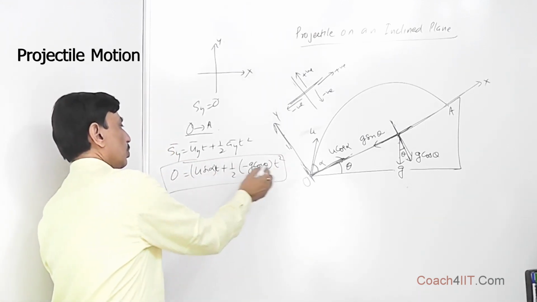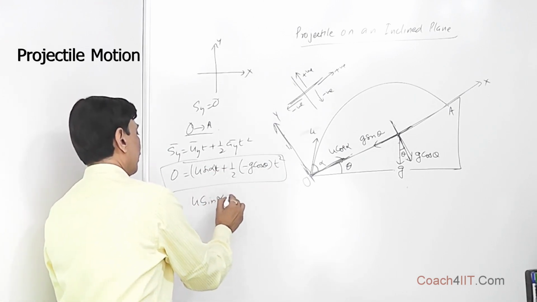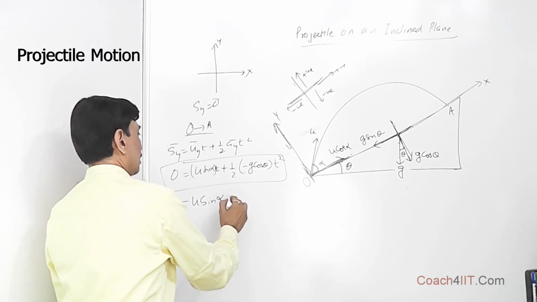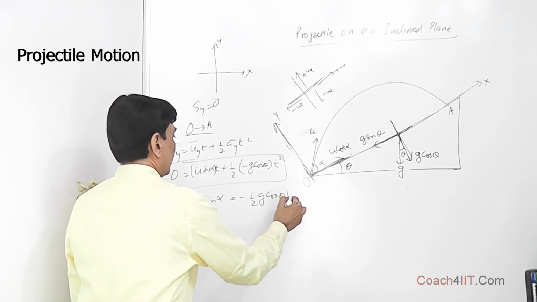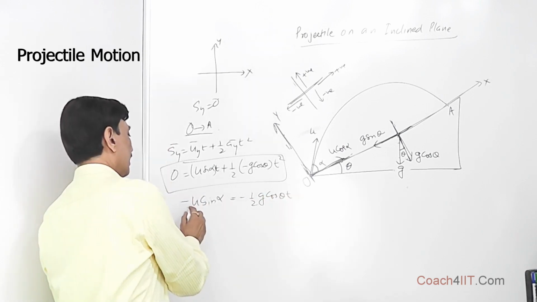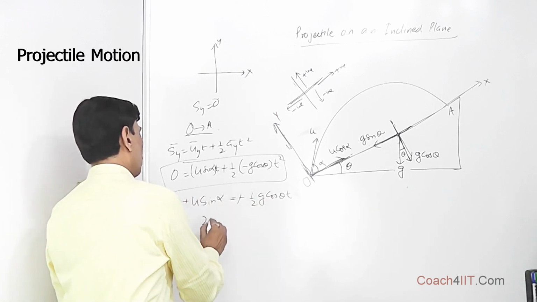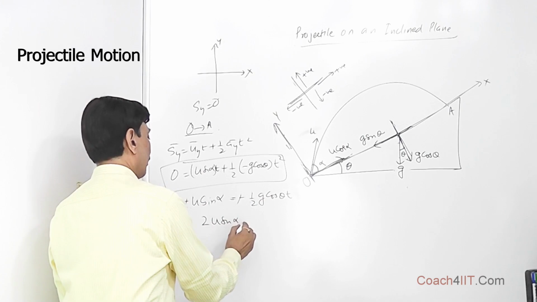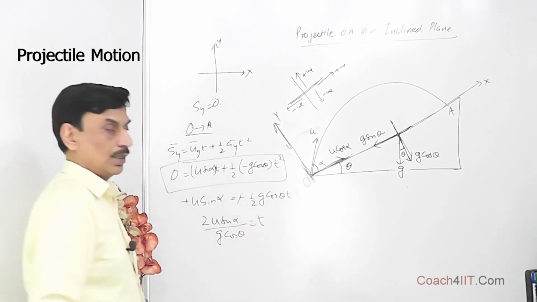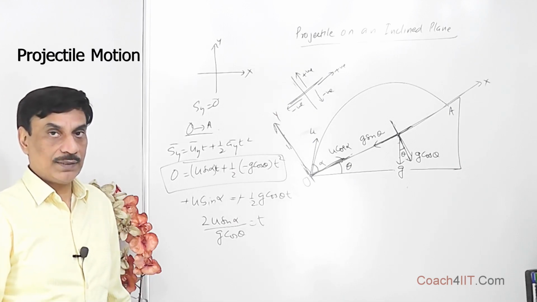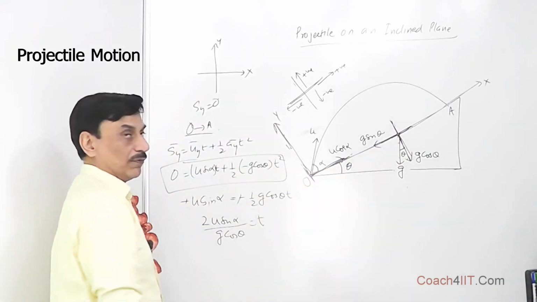T is not equal to 0, so we can cancel it. So this comes out to be u sine alpha is equal to minus half g cos theta into t square. So this comes out to minus u sine alpha is equal to minus half g cos theta t, and t is 2u sine alpha upon g cos theta. Once we have found the value of t, obviously this stands for the time of flight from here to here.